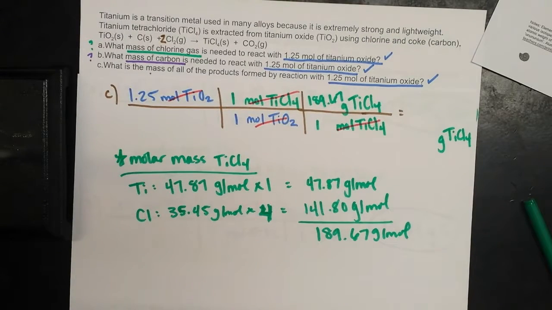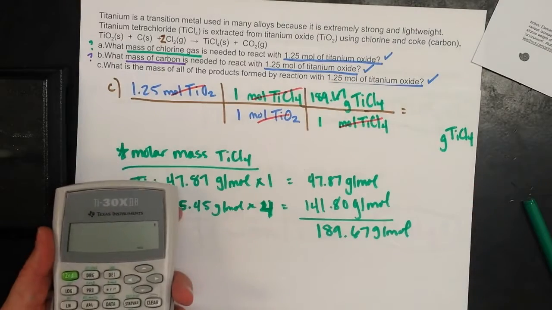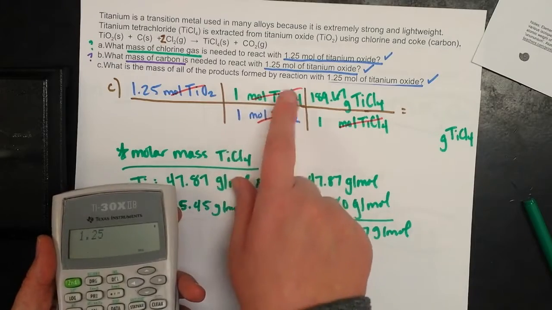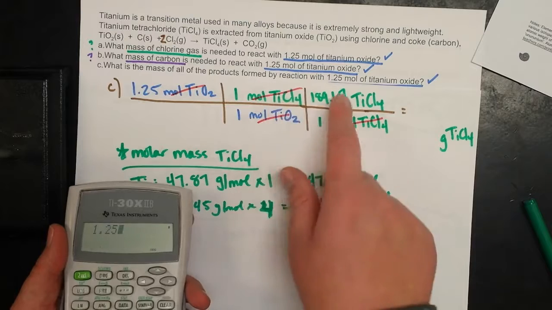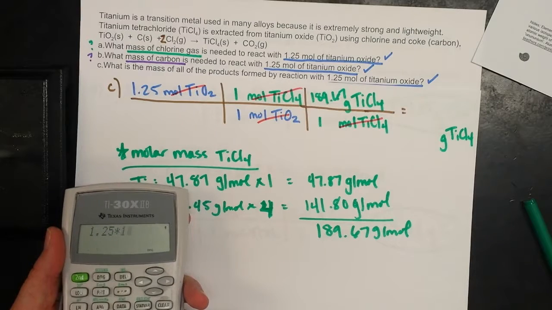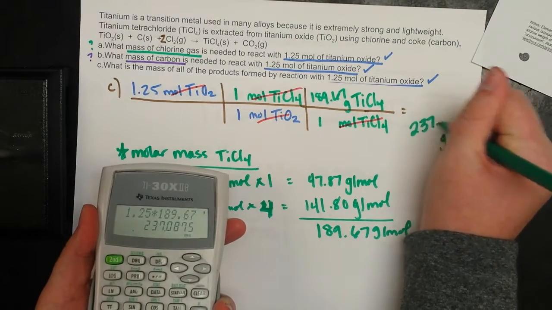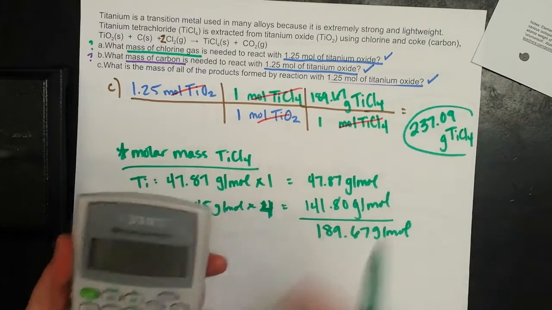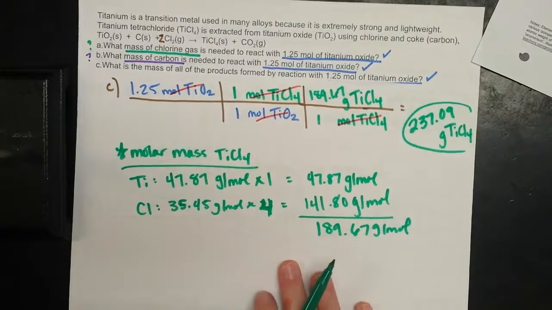So I'm going to take 1.25 moles of titanium oxide, multiply the 1-to-1 ratio here, so it's just going to be the same number to get me into moles of titanium tetrachloride, then multiply by 189.67. This is going to give me 237.09 grams of titanium tetrachloride produced. Now that's only one of the products. I need to find the mass of the other product as well.